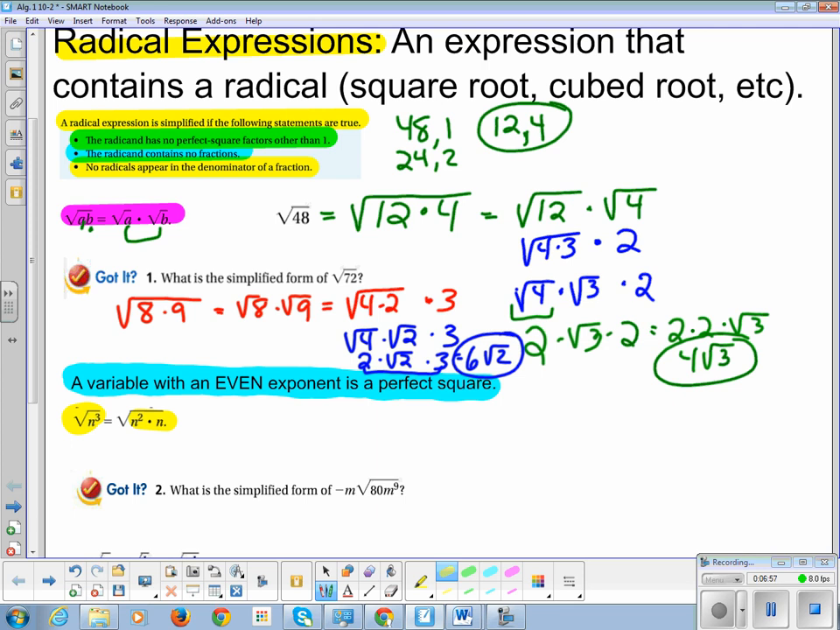All right, so we're going to apply that here. We're going to go negative m times the square root of 80m to the 9th power. So let's deal with the 80 firstly. The 80, 16 times 5.